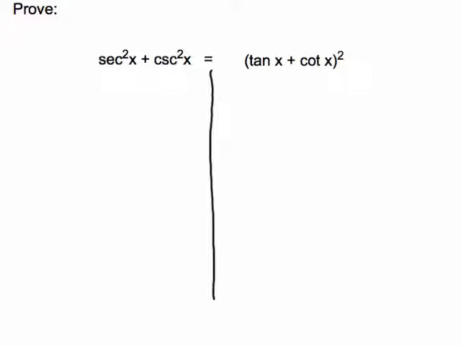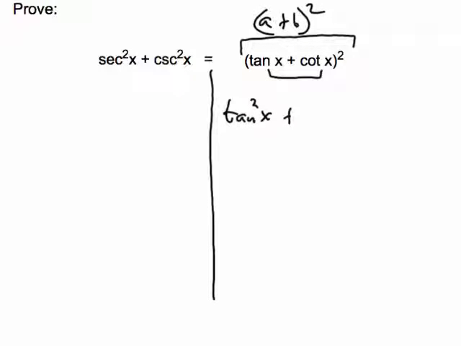Another identity. What I'm going to try in this one is I'm going to multiply the right side out. So I've got a plus b squared. I know how to do that. Square the first term. Multiply and double. So that would be 2 tan x cotan x. And square the last term plus cotangent squared x.